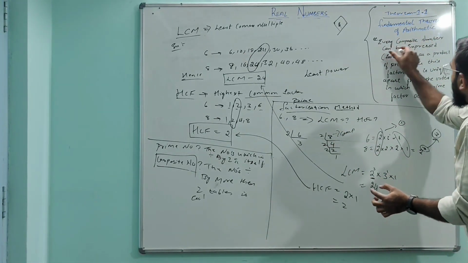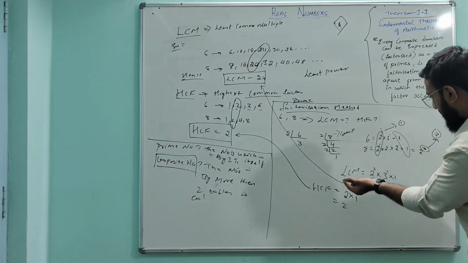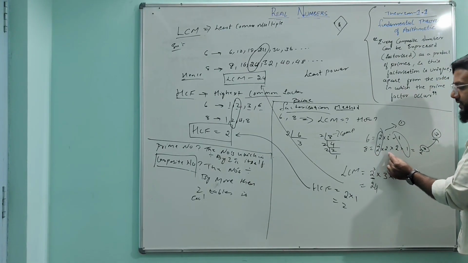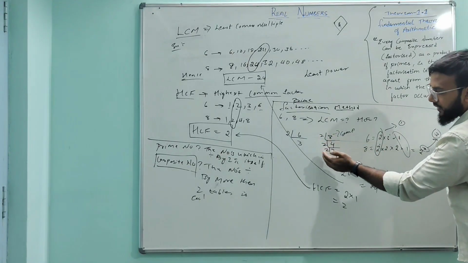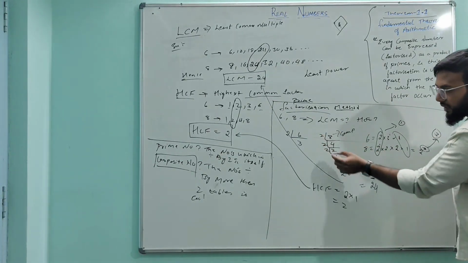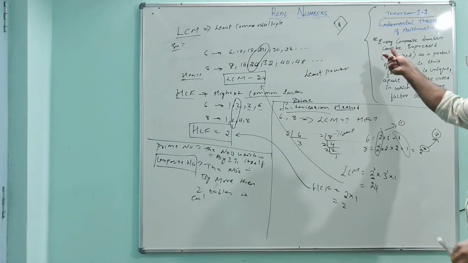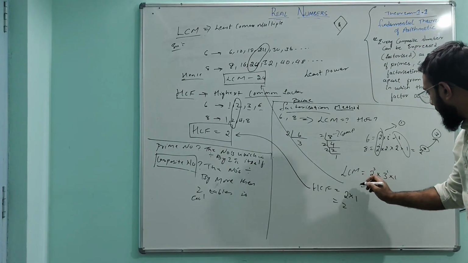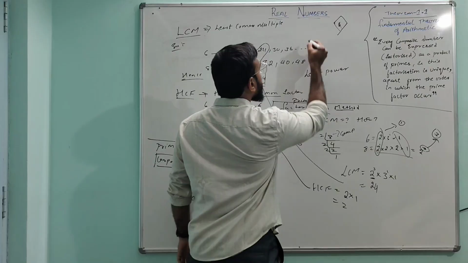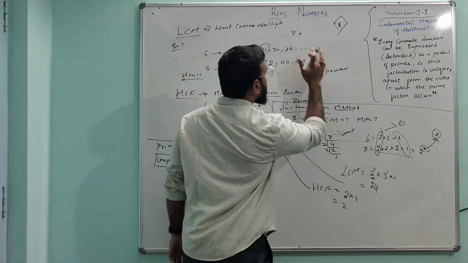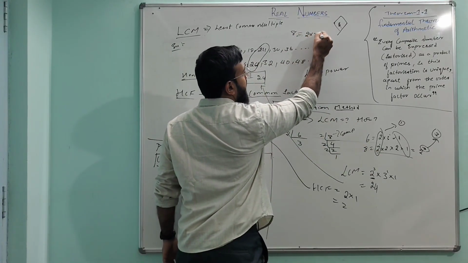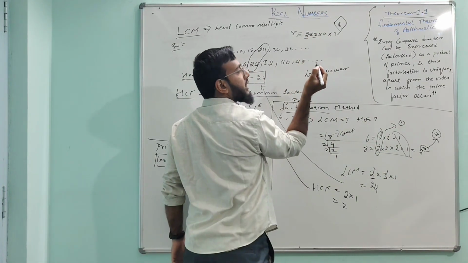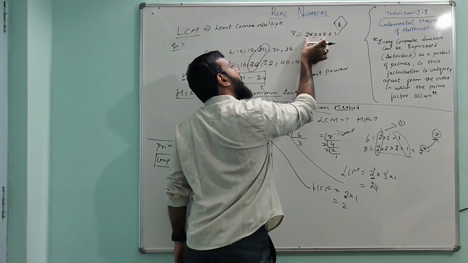Every composite number can be expressed, or factorized, with the help of prime numbers, as a product of primes. So how? 8, I am writing as 2 into 2 into 2 into 1. The product is multiplication: 2 into 2 into 2 into 1, a product of primes.